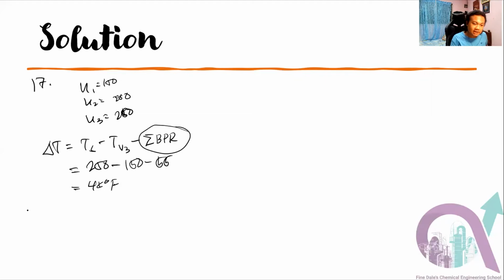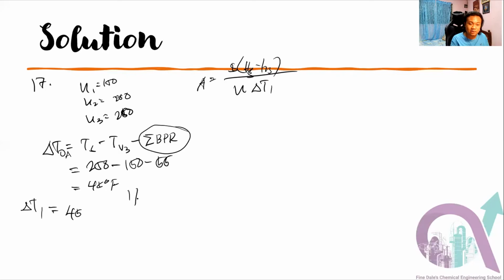So how can you get T1? This is the overall. Remember, our goal is to find this. We are on the first effect, so we can use the steam, U and T1. We know the amount of steam, which is 10,000, but we don't know the area. So how do we solve for delta T1?